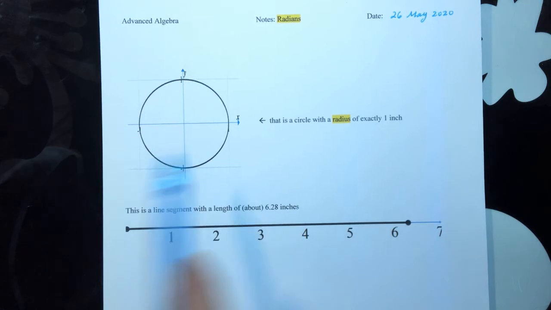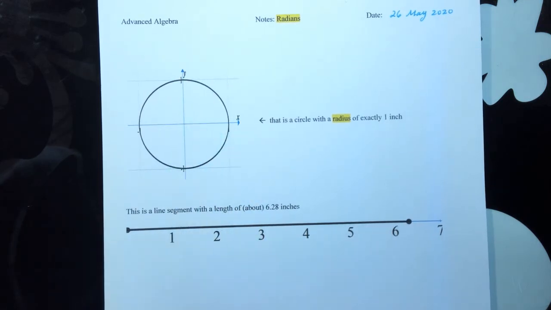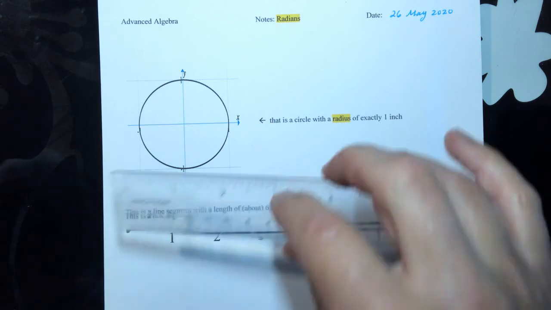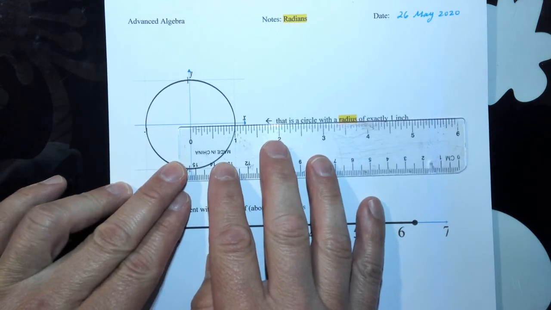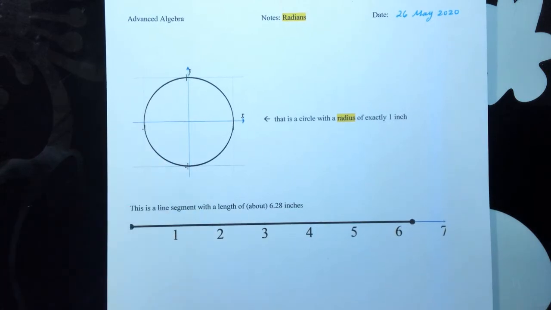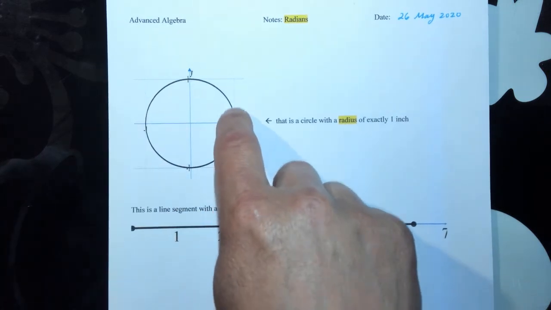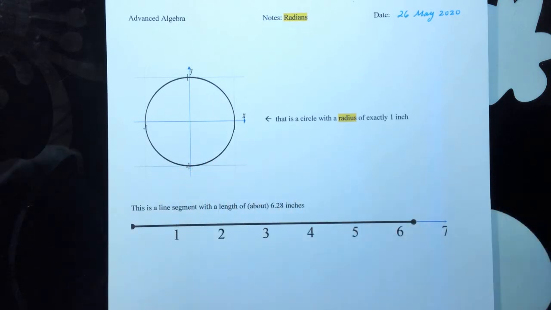So this circle right here has a radius of exactly 1 inch. You can get your ruler out and measure it if you want to. By the way, it took me a long time to figure out how to make that graphing program do that, but check that out. Exactly 1 inch. So you know from geometry the circumference of the circle: circumference equals 2 times pi times the radius. Yeah?